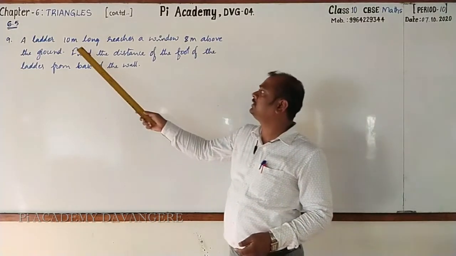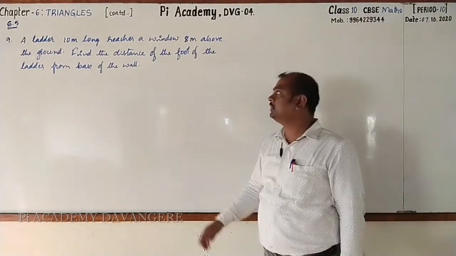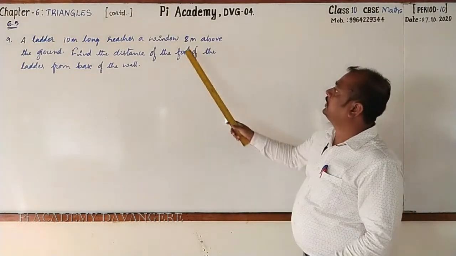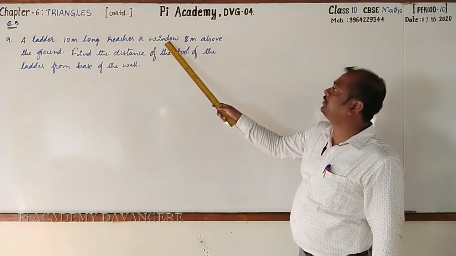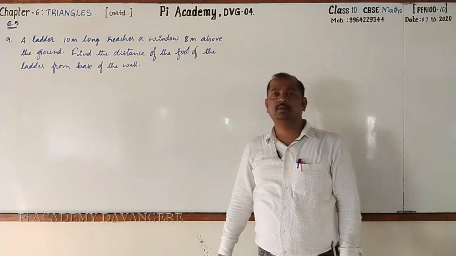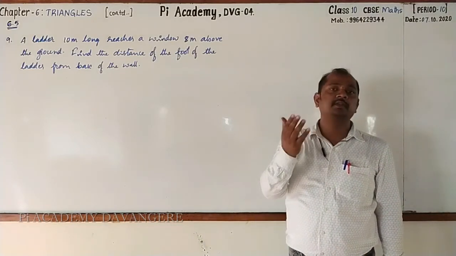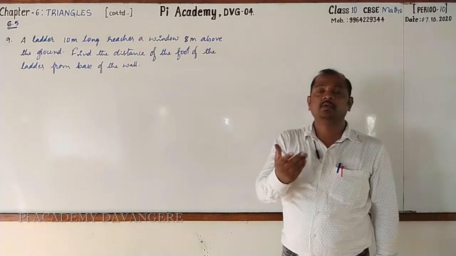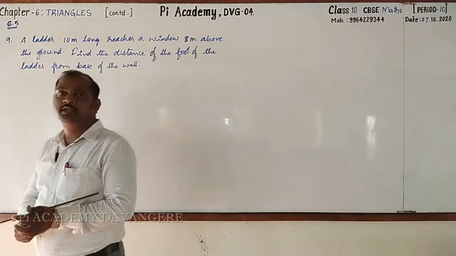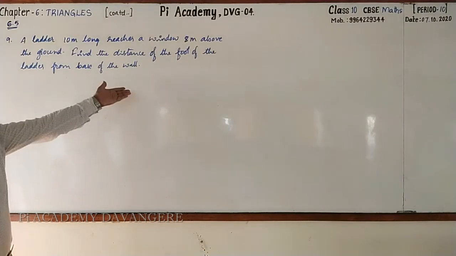Very simple. Length of the ladder is 10 meter. So 10 square. 10 square is how much? 100. And it reaches the window 8 meter above the ground. 8 square. 8 square is how much? It is 64. 100 minus 64? 36. Square of which number is 36? It is 6 meter, right? Answer should be 6 meter.